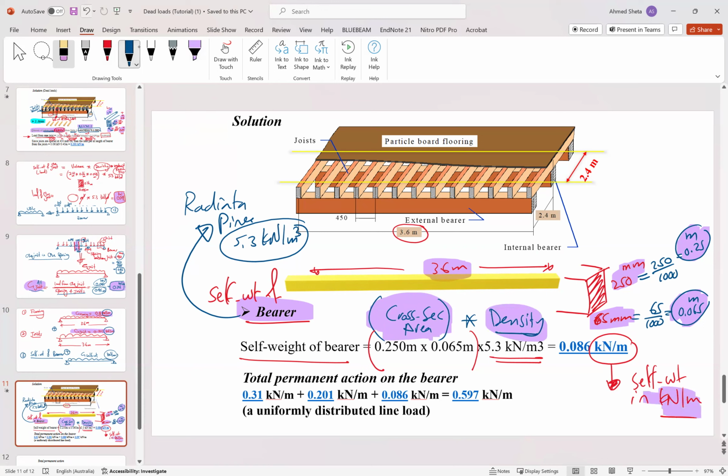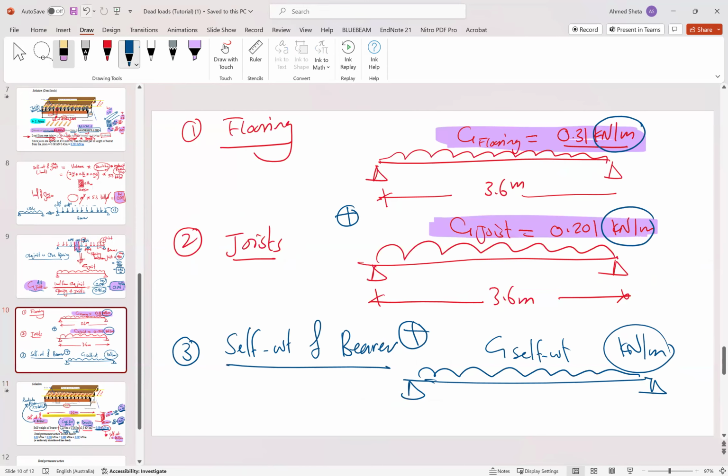So how much is the cross-section area? The cross-section area is what we have got here, 0.25 meter, the depth, times 0.065, the width. So this is the cross-section area times 5.3. So you get the load as 0.086 kilonewton per meter. So now if we return back to the previous slide, after we did this calculation, we get the self-weight as 0.086 kilonewton per meter. So this is our third component of the dead load.